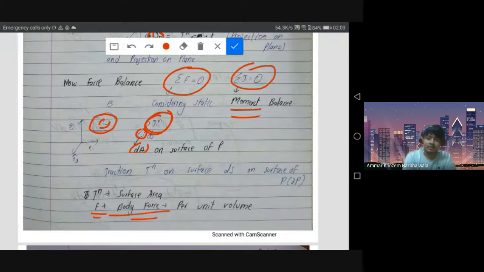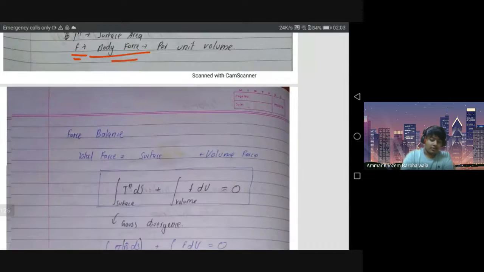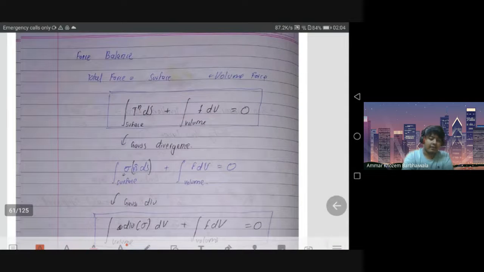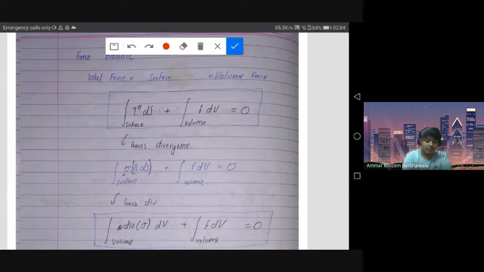The body force is something which acts on the whole of the body, not just on the surface. For example, gravity acts on volume. It's a volumetric property. It does not act on a surface, it acts on an infinitesimal volume too. So F would denote the body force. For the force balance, the total force on the body is the sum of all the traction forces and the sum of all the volume forces.